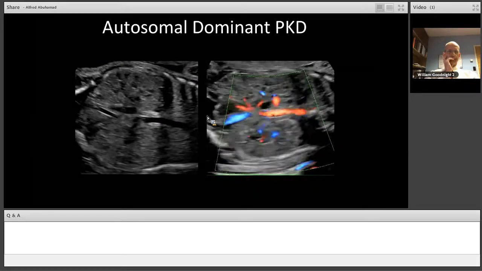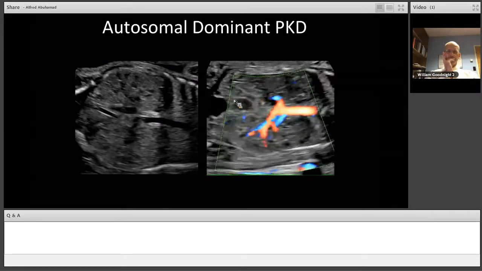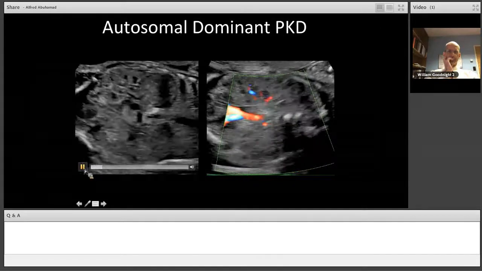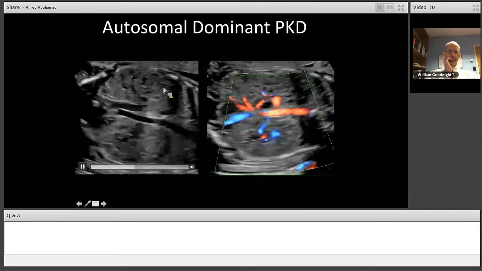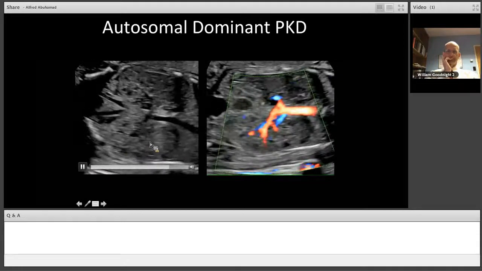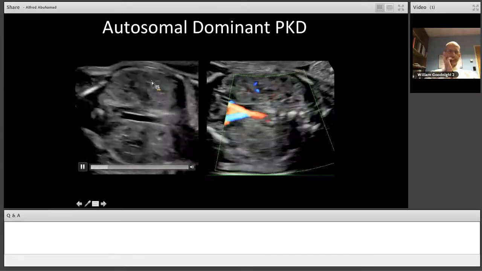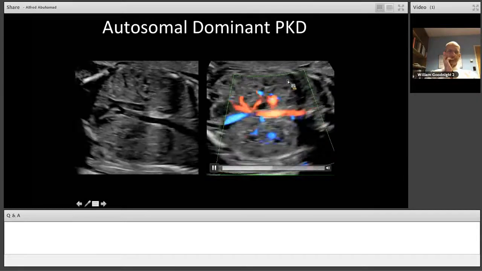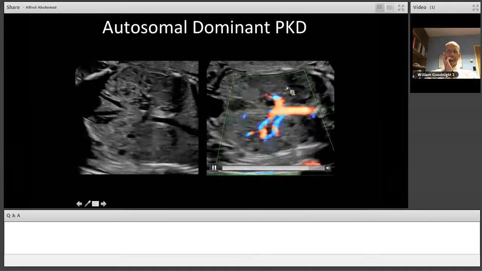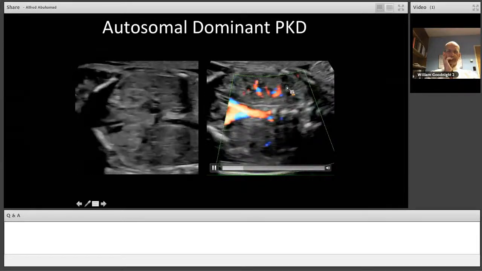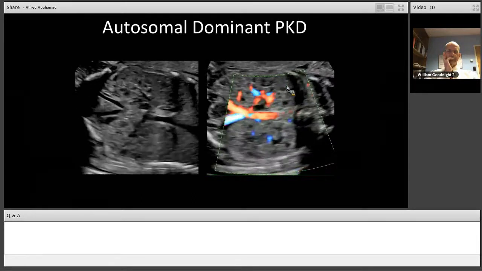Here are ultrasounds of autosomal dominant polycystic kidney disease. Here with grayscale, you see very large kidneys that fill the abdomen. You see the calyceal system around, and there are some peripheral cysts that you see here. There may be one or two cysts prenatally. Multiple renal arteries are not uncommon in these pregnancies.